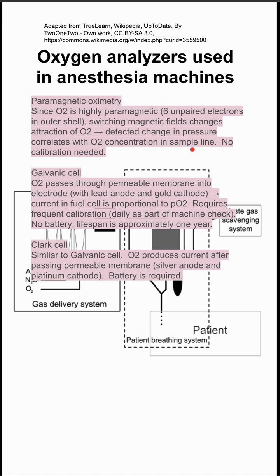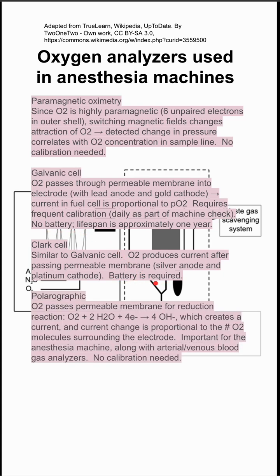The next two types are called Galvanic and Clark cells. Oxygen produces a current after passing through a permeable membrane. The electrode metals are what changes between the Galvanic and the Clark cell, but the end effect is the same. You can measure the current that passes between these two electrodes. This one does not need a battery. This one does need a battery.